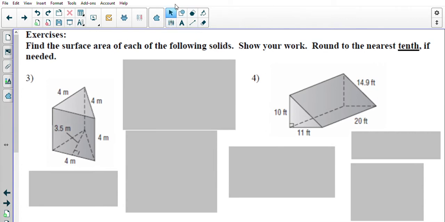All right, so let's take a look at number 3. I believe it might be number 5 on your guided notes. It's because I moved some things around. So just look for this figure in your guided notes.